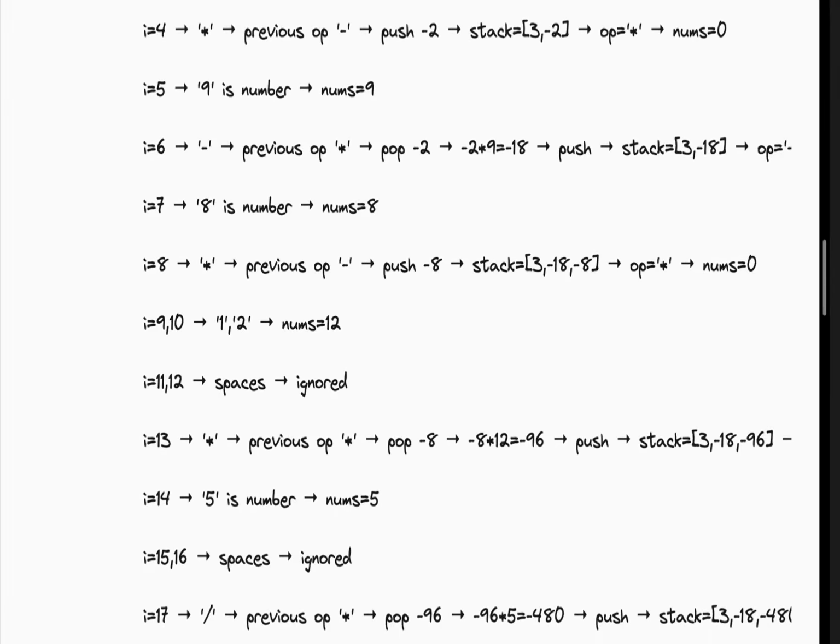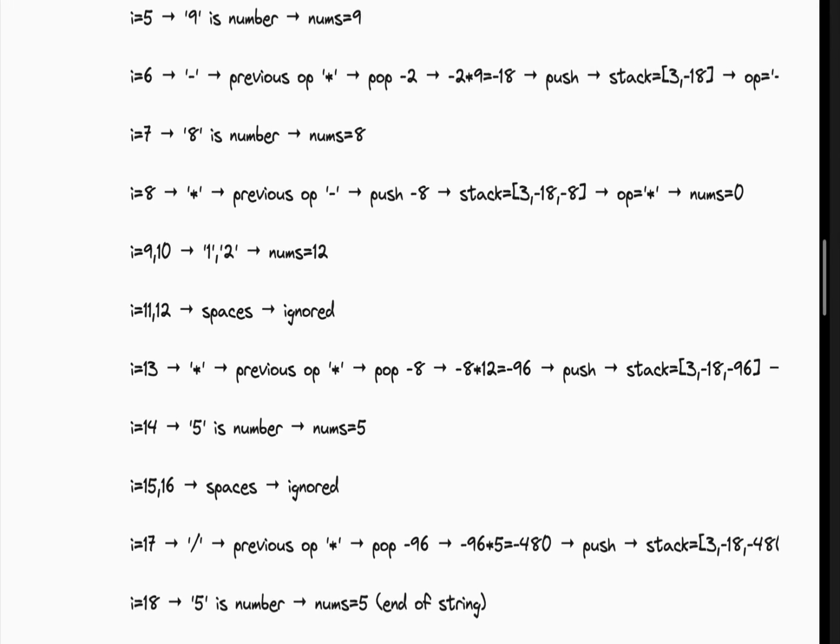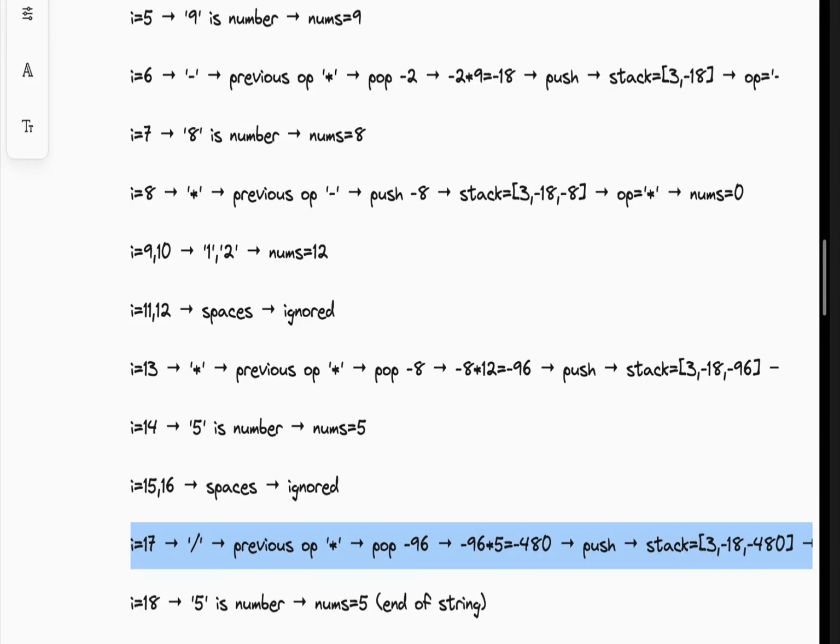That's the end of the string. So the previous operator was division. We will pop minus 480 from the stack and divide it and push it. Now we will sum the remaining elements in the stack, so the answer will be minus 11.